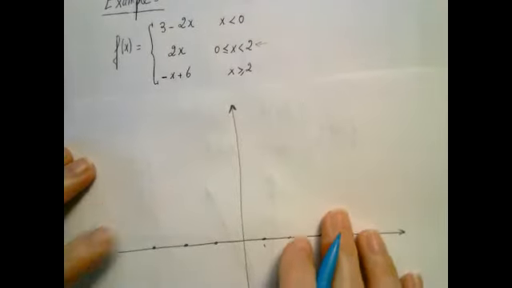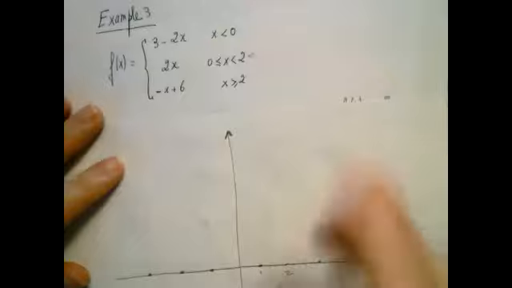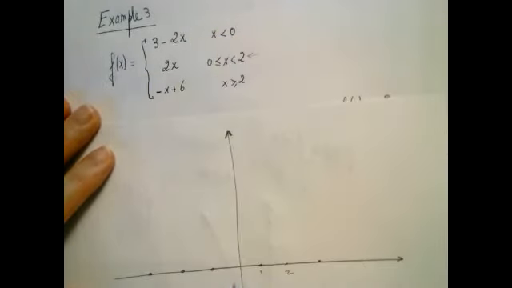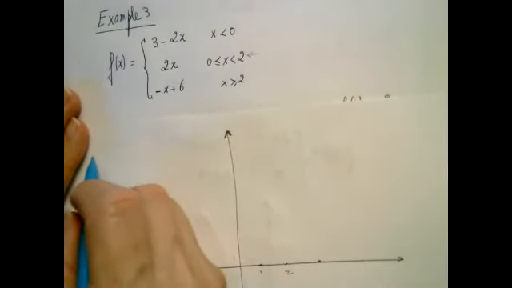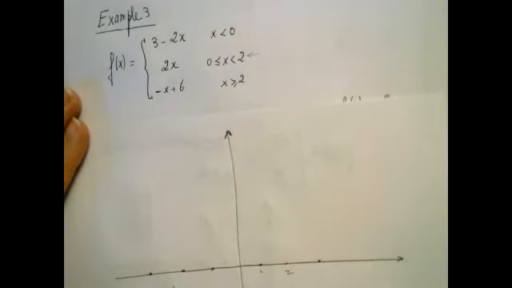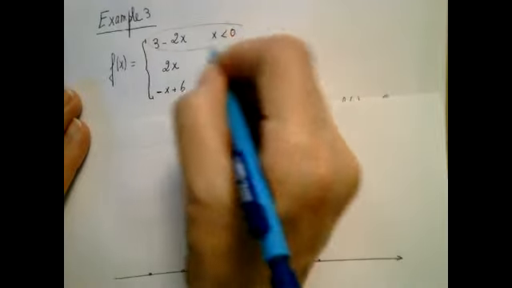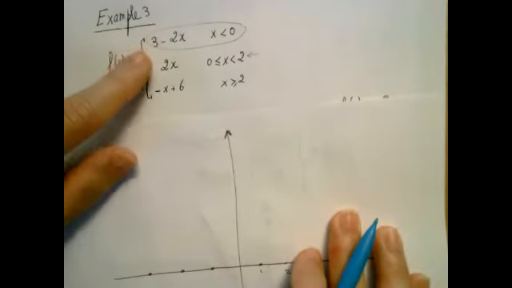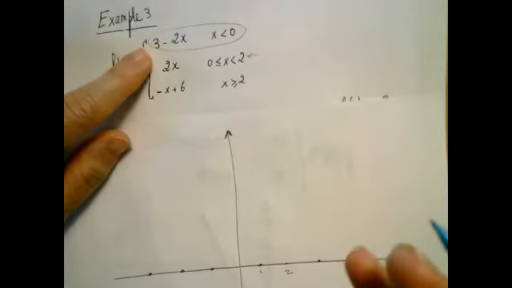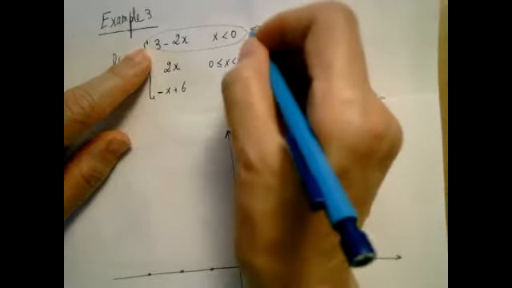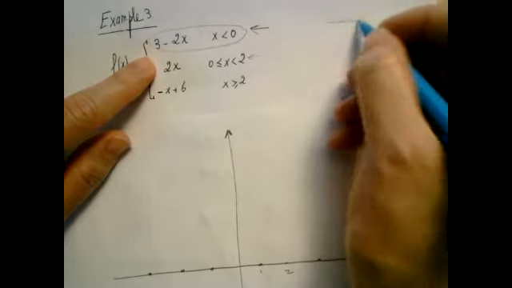Okay, let's see if you got it correct. So you check yourself. So the first piece, 3 minus 2x, and this piece goes up to 0. So I'm going to sketch the first piece of the function. 3 minus 2x, we know that when you graph this, you get a straight line. So to sketch this piece, I need 2 points.